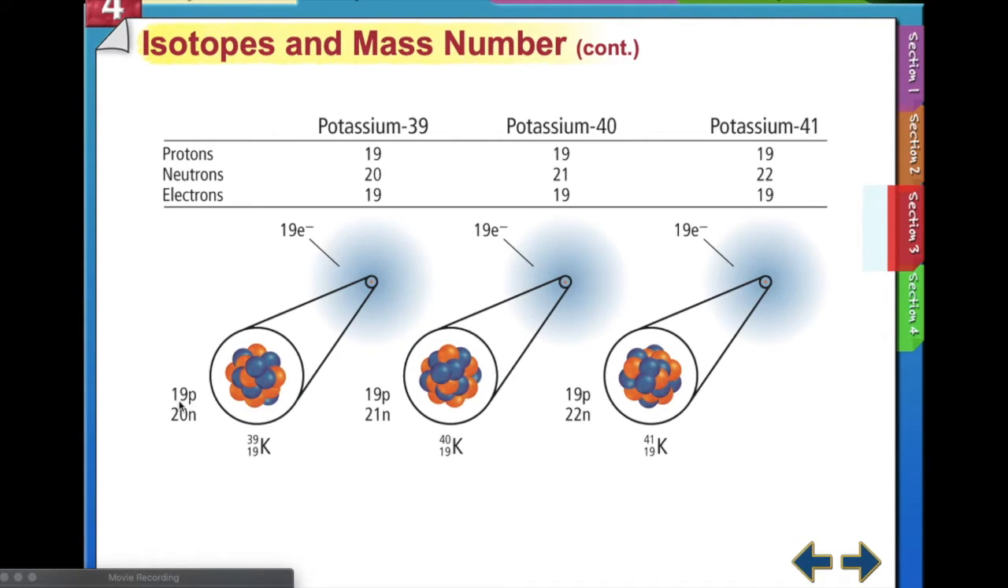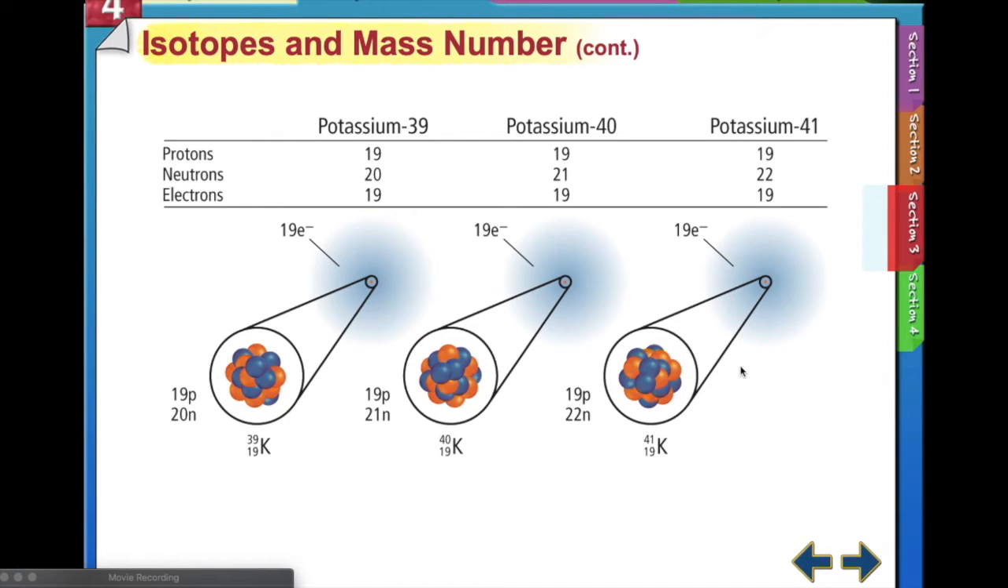So our little pictorial example, I guess I could count these, but I think the blue ones are protons and maybe the orange ones are neutrons. I don't know. You'd have to count it, but whatever. So the inside of this nucleus here, you're going to have 19 protons and 20 neutrons. Inside of this one, this is a bigger isotope. You're going to have 19 protons, 21 neutrons. And then this one, it's even bigger, 19 protons, 22 neutrons.